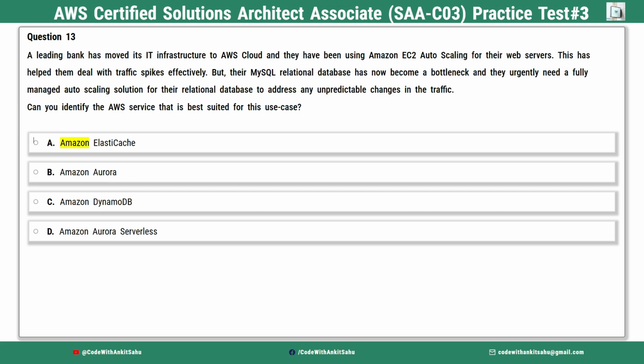Option A. Amazon Elasticsearch. Option B. Amazon Aurora. Option C. Amazon DynamoDB. Option D. Amazon Aurora Serverless.